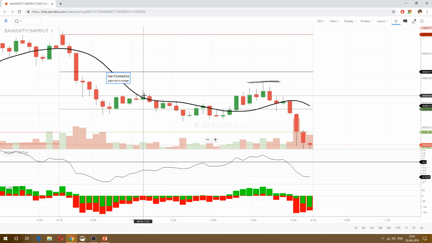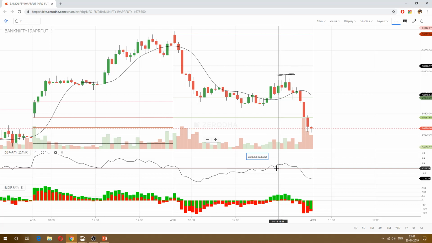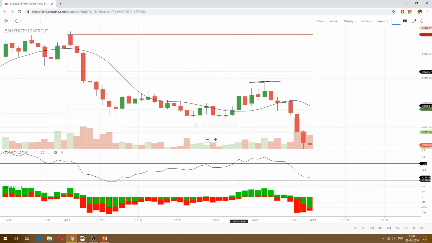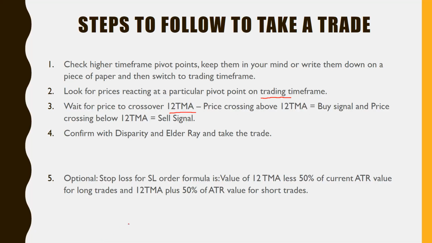So you shouldn't take this trade, because Elder Ray is clearly saying it is seller's territory. Disparity is saying it is seller's territory. Using more than one indicator to confirm a trade gives you conviction. There should be multiple indicators pointing at the same trade. Only then that trade turns out to be really good. That's why I am trying to match all these conditions to find a trade, and it's in front of you how it works. So now we confirmed it with Disparity and Elder Ray, and we took the trade.